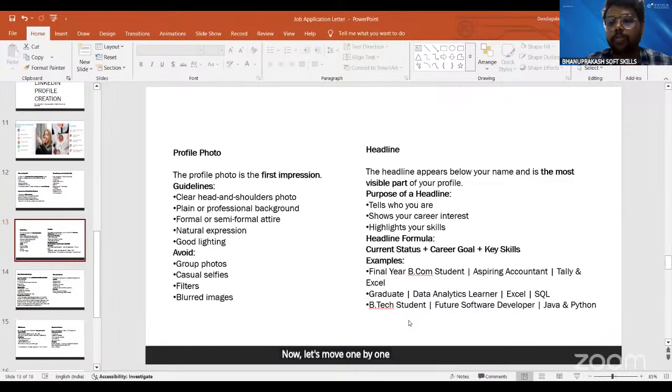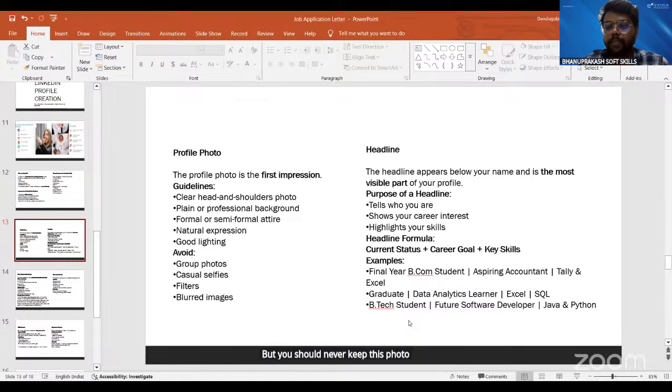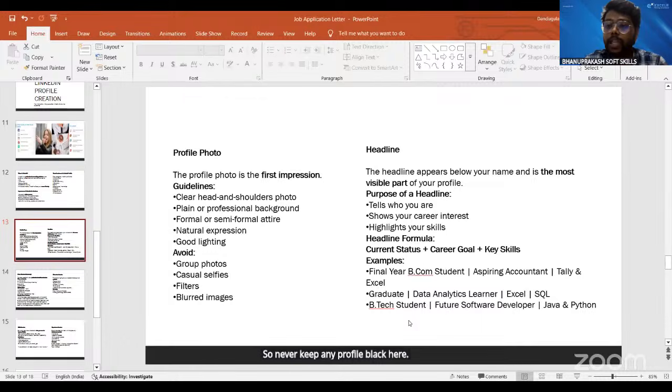So the profile photo. I'm sure that almost every person here has a blank profile on LinkedIn, but you should never keep this photo section blank. Your profile photo is a first impression. Once they visit your profile, the first thing they observe is your photo only, right? So you need to add that. Never keep any profile blank here. Then there are a few things we need to follow while adding this profile photo.